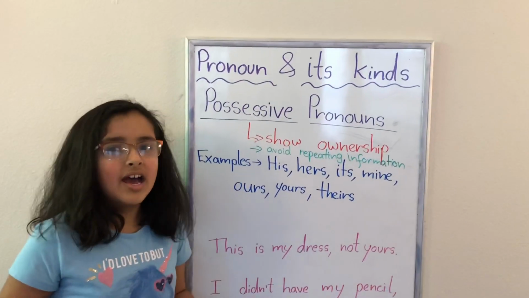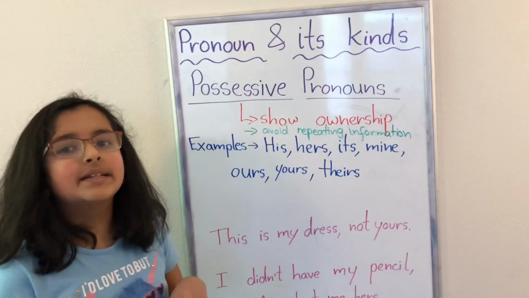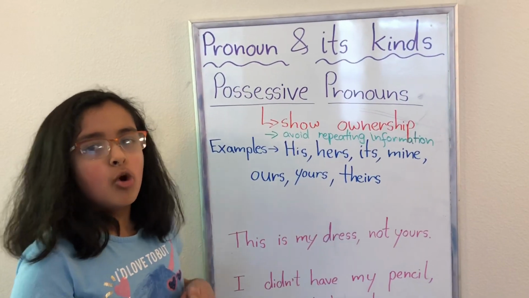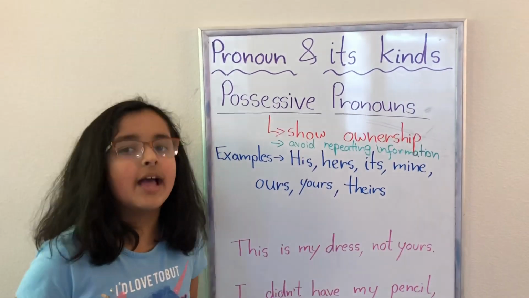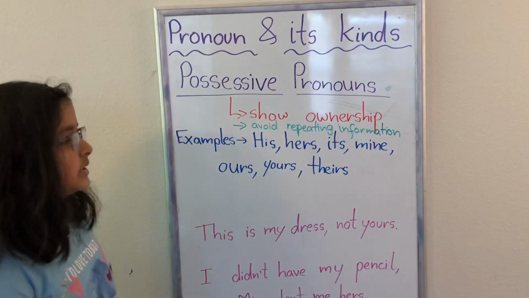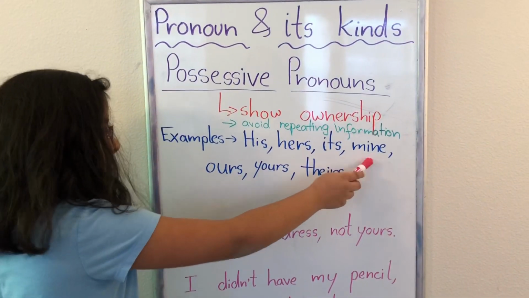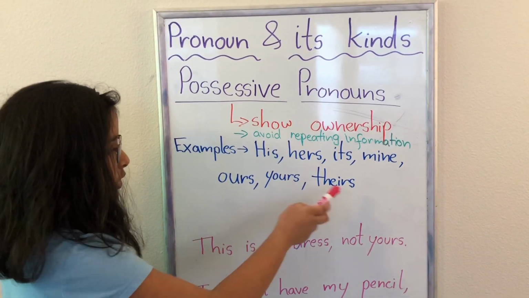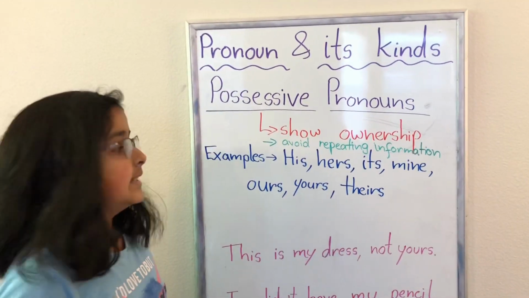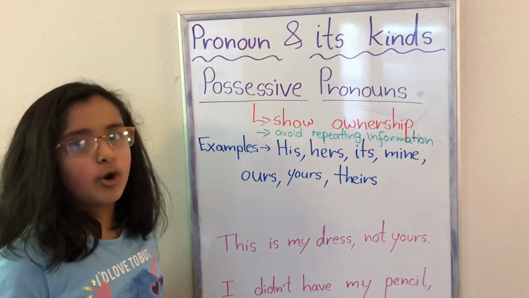The next type of pronoun is possessive pronouns. Possessive pronouns are what they sound like. They possess something, and that means they show ownership. Some examples of that are his, hers, its, mine, ours, yours, theirs. There are many more, and they avoid repeating information.